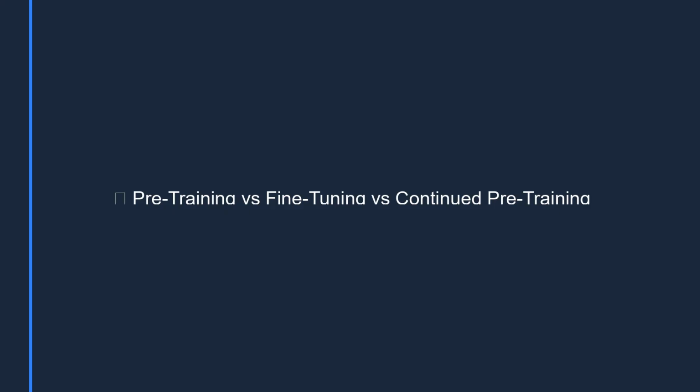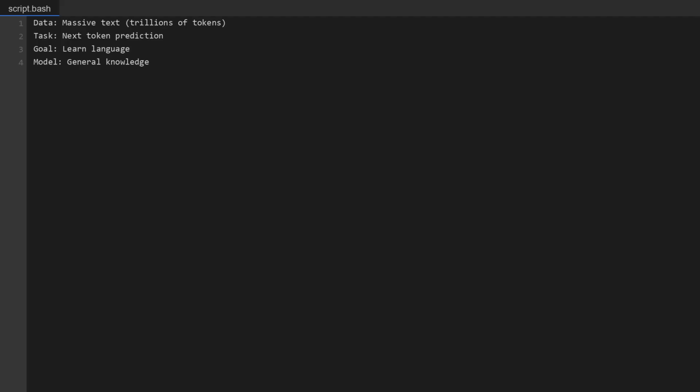Pre-training versus fine-tuning versus continued pre-training. Here's the foundation everything else builds on. Standard pre-training is what companies like Meta did to create Llama in the first place, feeding the model trillions of tokens of internet text with a single objective: predict the next token. That process is what gives the model its general world knowledge. It costs millions of dollars and takes months on thousands of GPUs. You are not doing that.